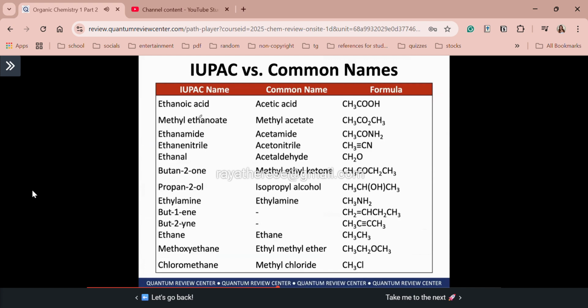First one, you should be familiar with the common name acetic acid. It's just your ethanoic acid. Ethanoic means you have two carbons in the chain. Again, we have CH3COOH, and particularly, this is a component of your vinegar, right?